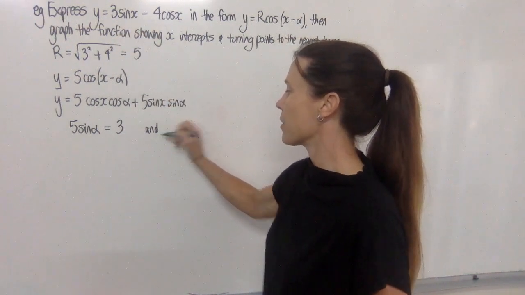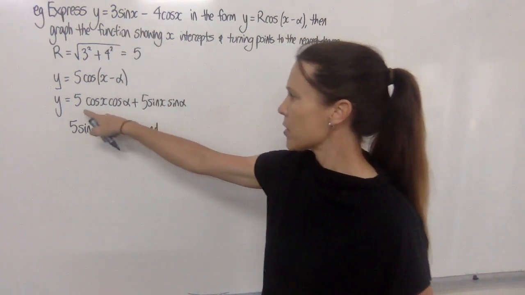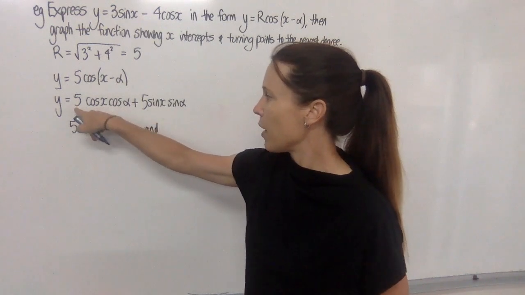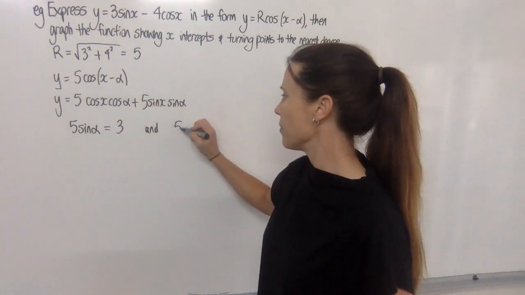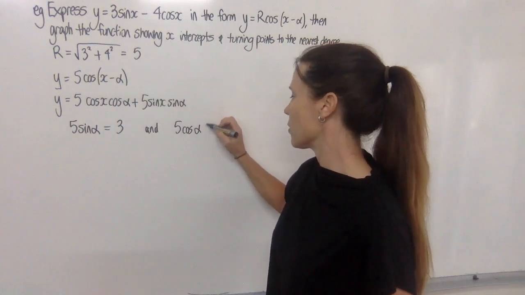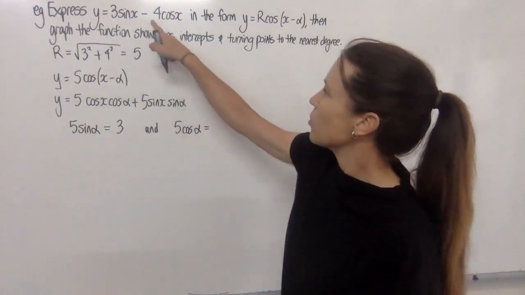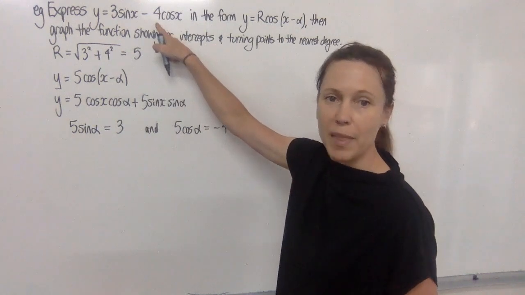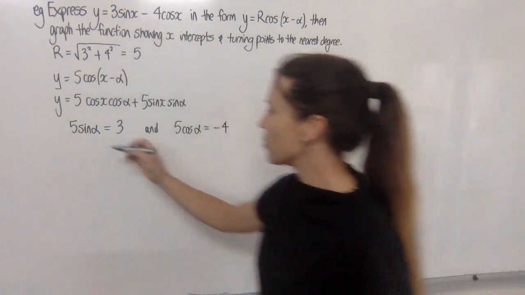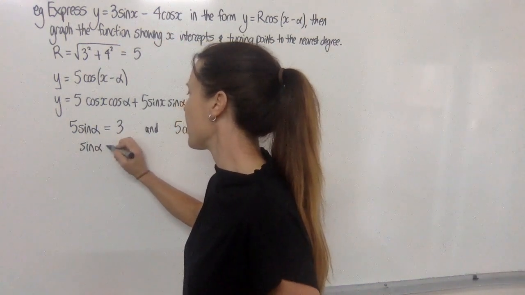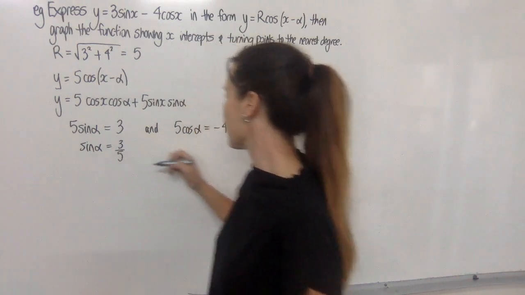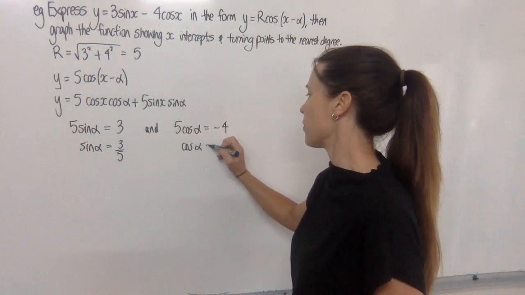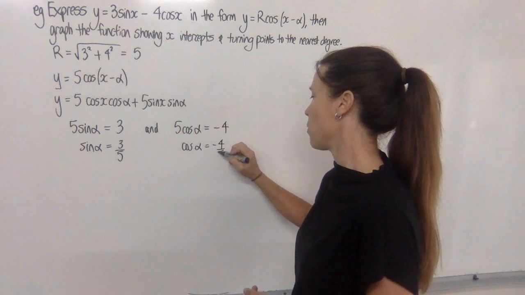And we can write the other one at the same time. How many cos x's have we got? Well, we've got 5 lots of cos alpha of them. 5 cos alpha equals -4, because that's the coefficient of cos x up there. Okay, now we can fiddle with both of these and say sine of alpha must be 3/5 and cos of alpha must be -4/5.